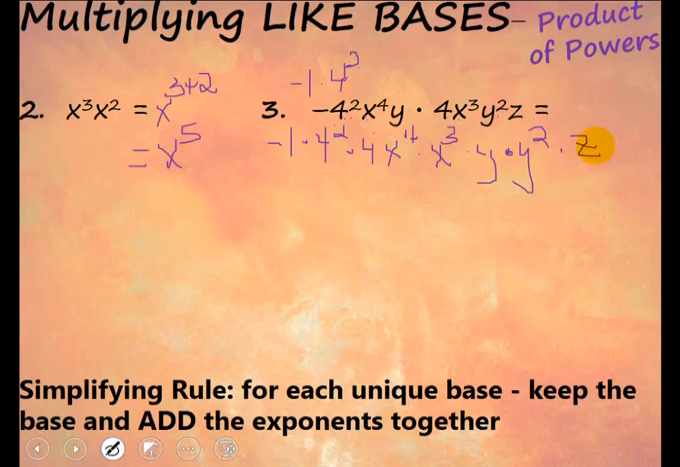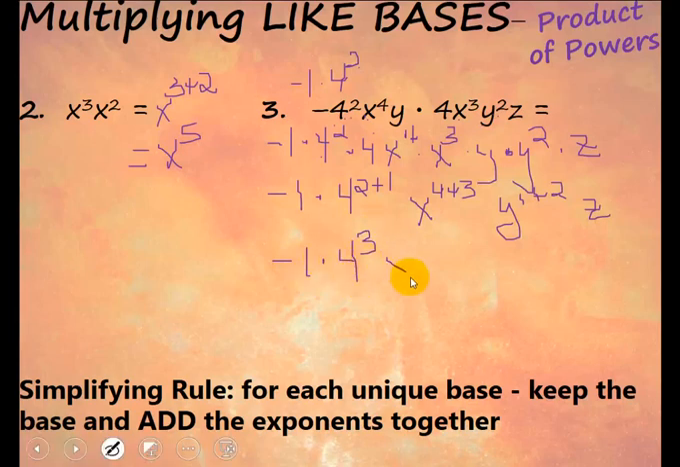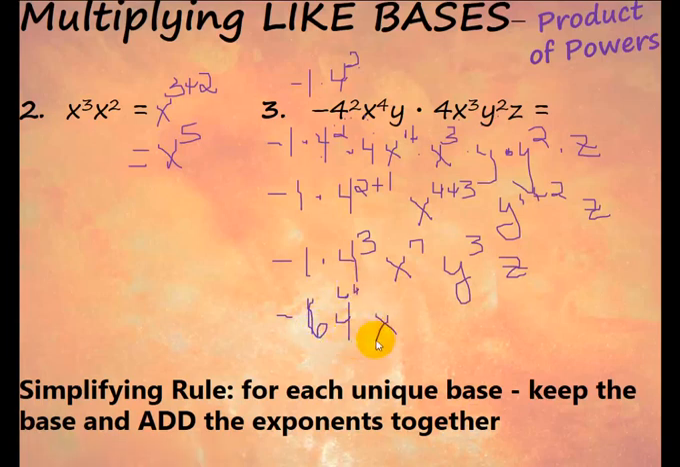All right, so here's a like base and here's a like base. So I have -1 times 4 to the 2 plus 1, x to the 4 plus 3, y to the 1 plus 2, and then z. So I have -1 times 4 cubed, x to the 7th, y cubed, z. 4 cubed is 64. So that's negative 1 times 64, so that's negative 64, x to the 7th, y cubed, z.